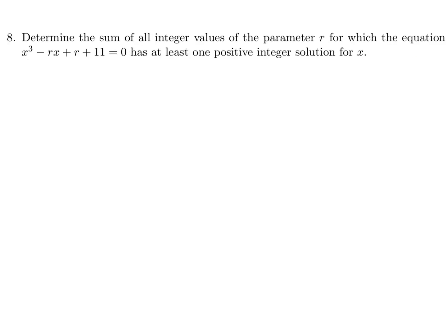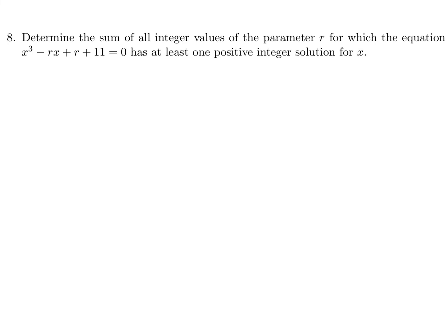Determine the sum of all integer values of the parameter r for which the equation x to the power of 3 minus rx plus r plus 11 is equal to 0 has at least one positive integer solution for x.